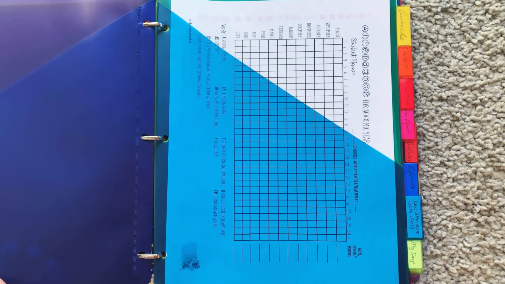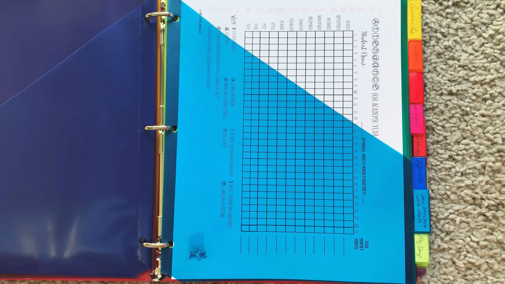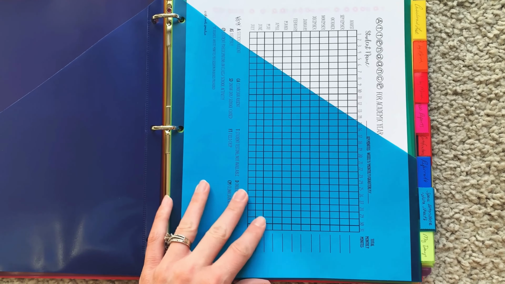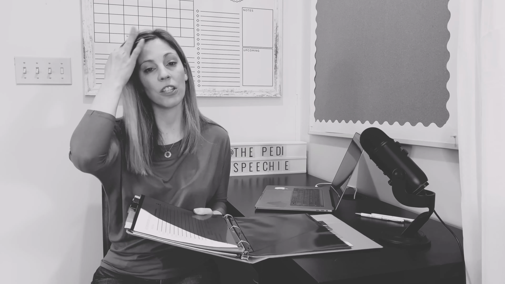Next, I have a section where I keep spare blank attendance sheets and data collection sheets. I just keep a couple in there, and that way if I get a new student, I can just grab one and at least have a way to have some notes taken down and keep track of when I saw that student.